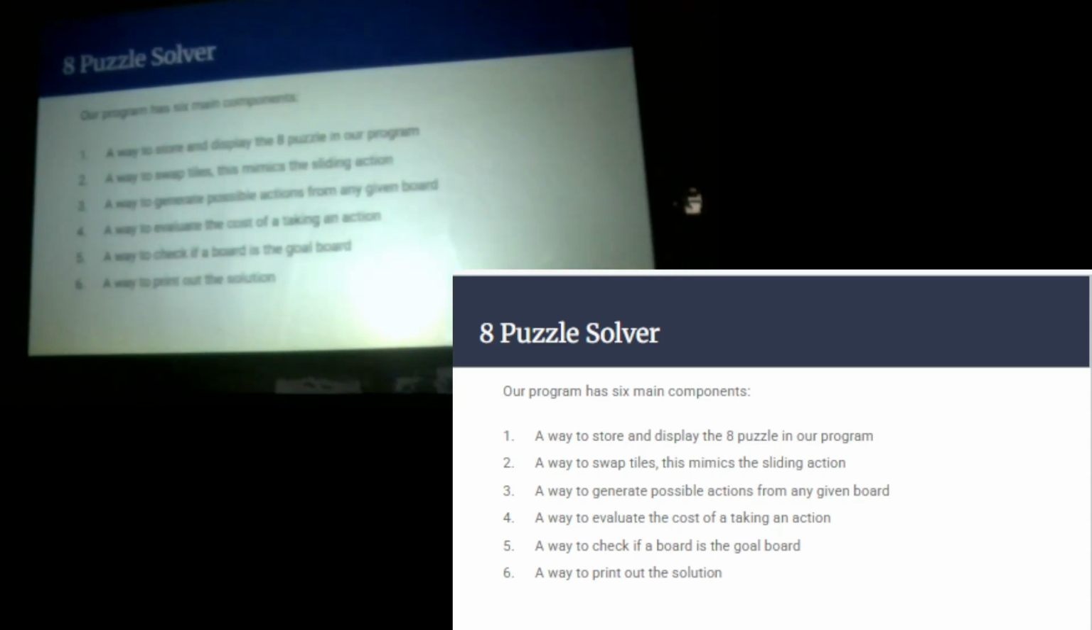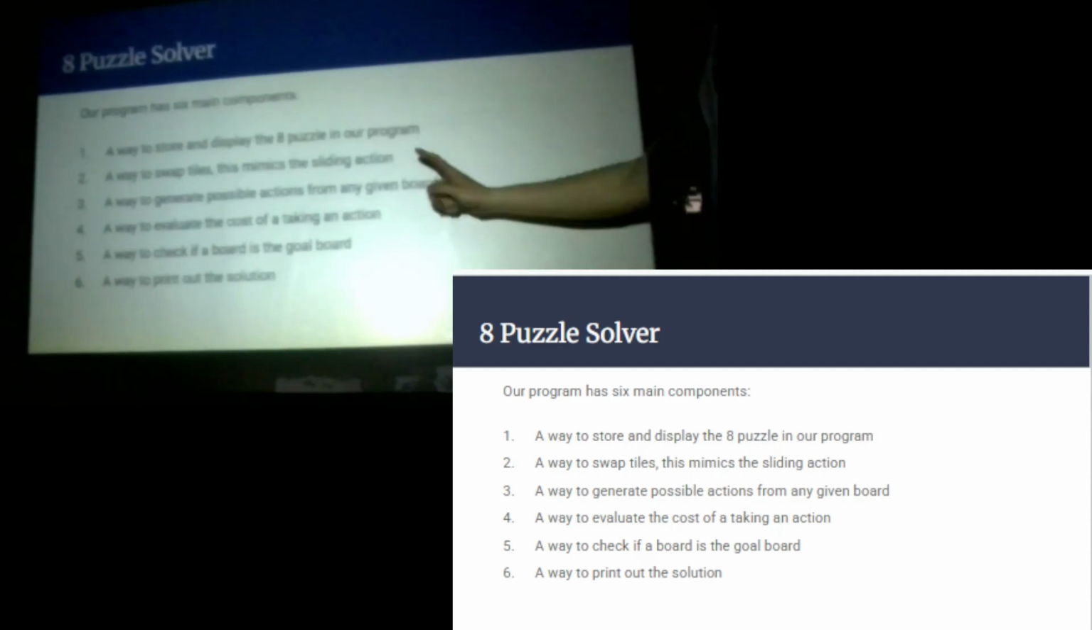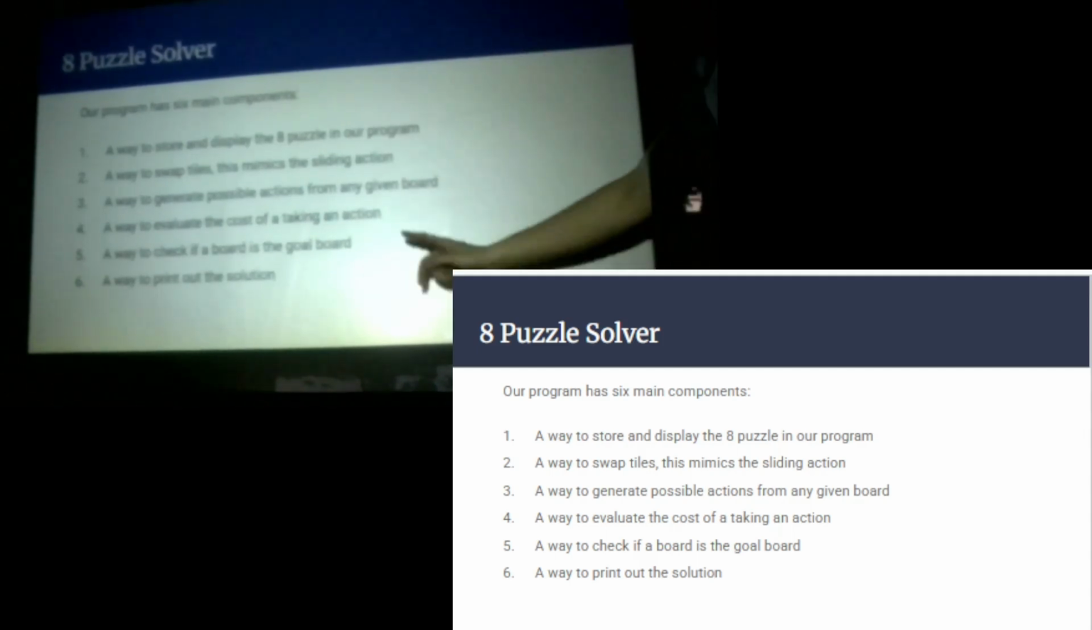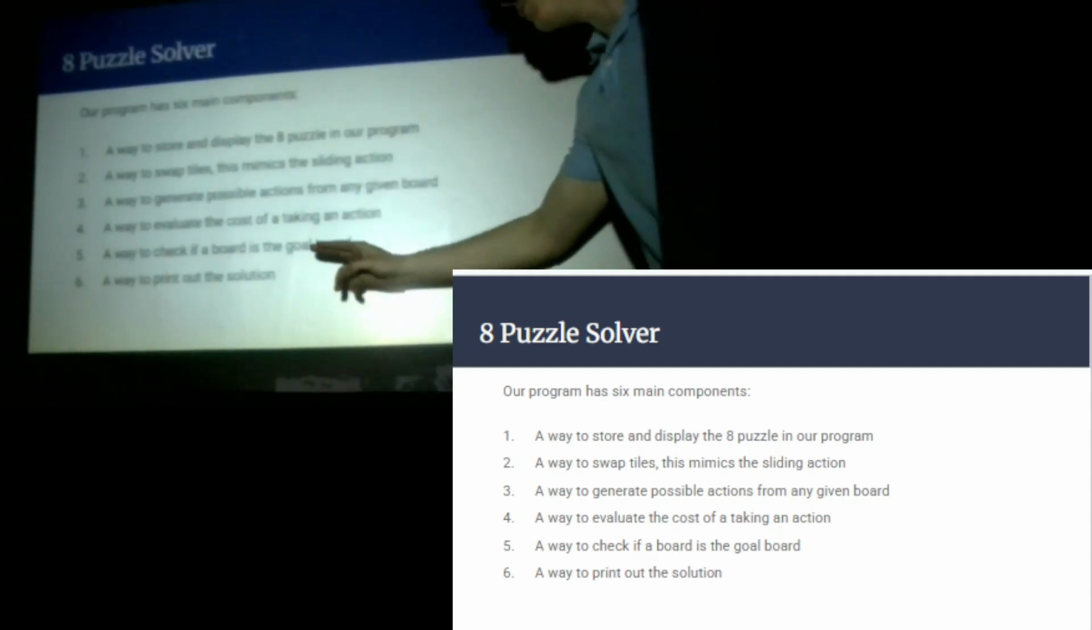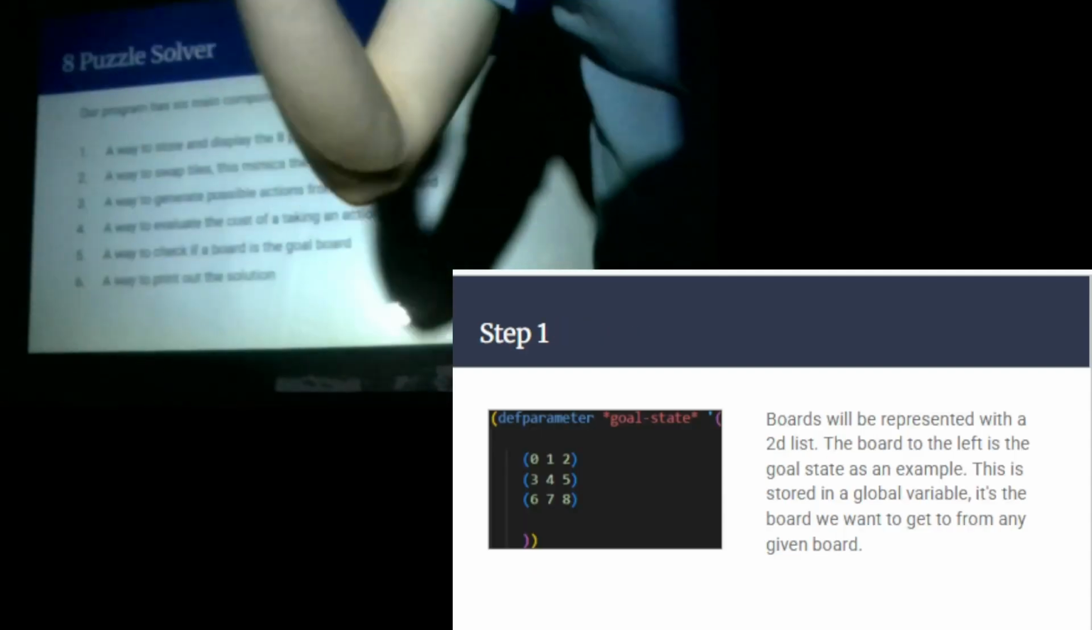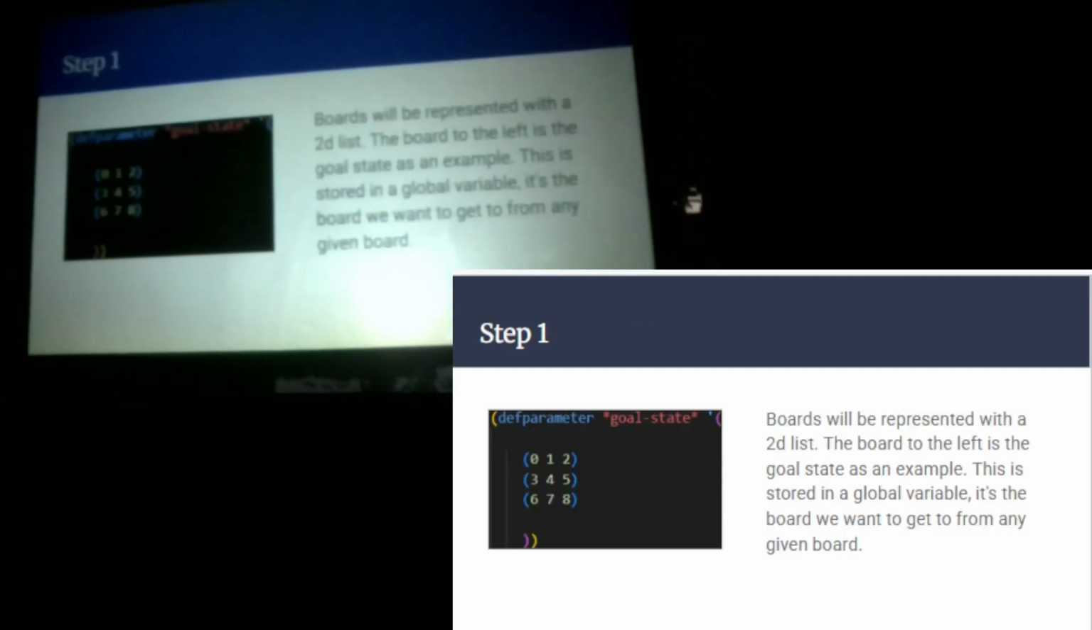There are 6 functions we have to create when we run the code. We need to store the puzzle and display it, a way to swap tiles, a way to generate possible actions, a way to evaluate the cost of taking an action, a way to check the board as a goal board, and a way to print out the solution. So step one, boards will be represented with a 2D list right there. The board to the left is the goal state, for example, what we're trying to get to.